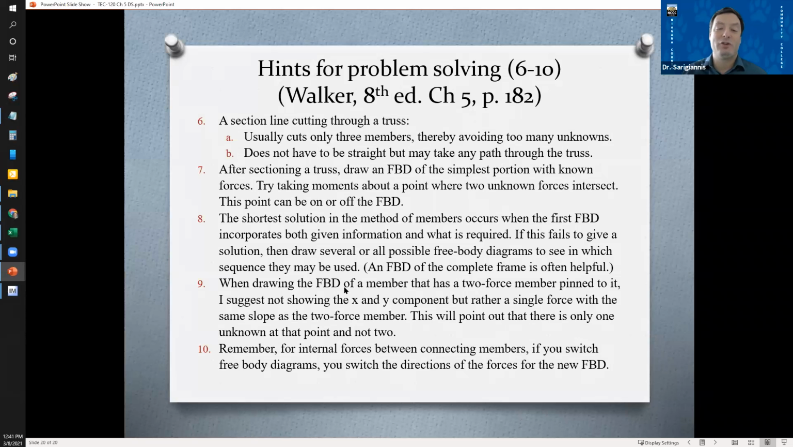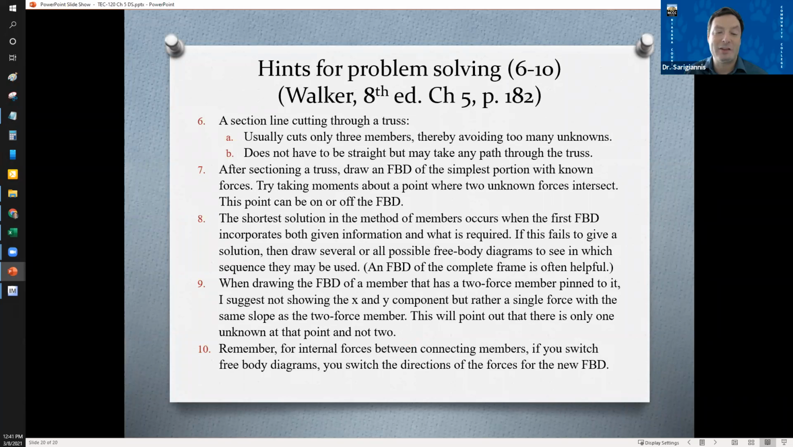Oh yeah, this is good. When drawing the free body diagram of a member that has a 2-force member pinned to it, it's a good idea to not show the X and Y. Draw the single force with the same slope that you're given for that 2-force member. This is what we did in that last problem, with that one beam at an angle. This points out to you in your brain that there's only one unknown, not 2, at that point. That's going to help you realize, oh, I can figure this problem out. There's only 3 unknowns, not 4.